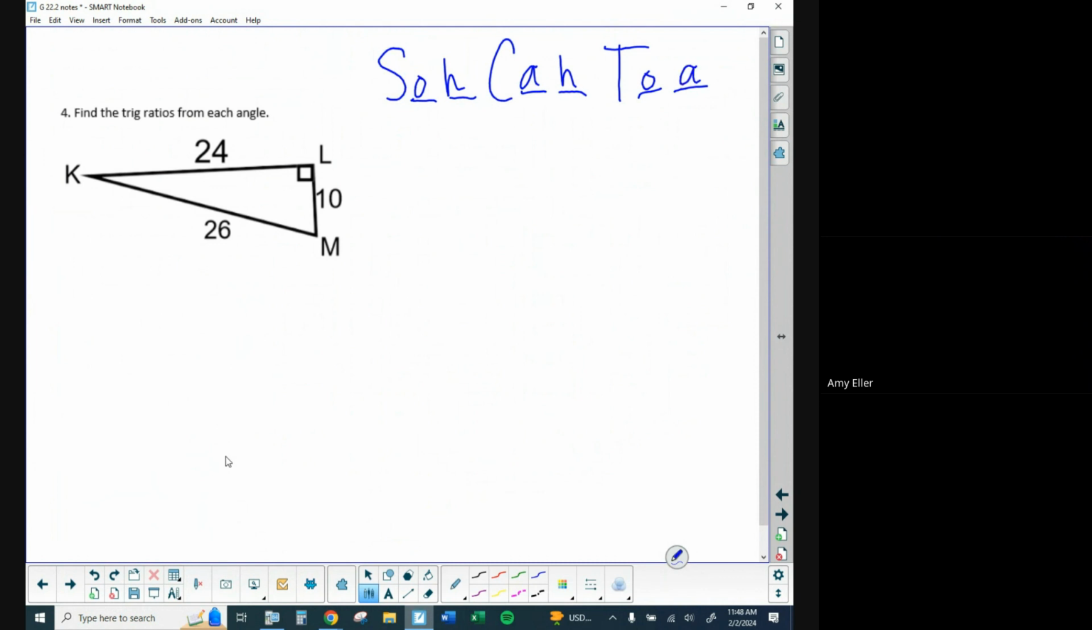The instructions, find the trig ratios from each angle. Will we do it from all 3 angles? Not from the right angle. So we'll do sine, cosine, tangent from K, sine, cosine, tangent from M. I'm going to get you started, and then I will let you do some on your own. What do you guys want to start with first? Which angle? Nobody cares. All right, I'm going to do K.